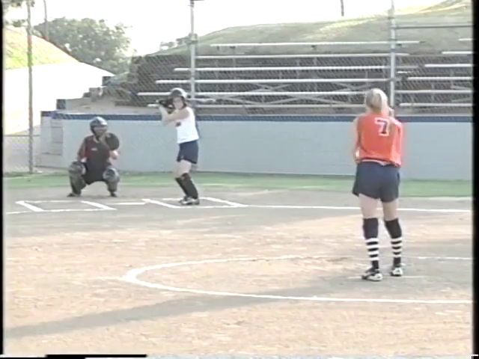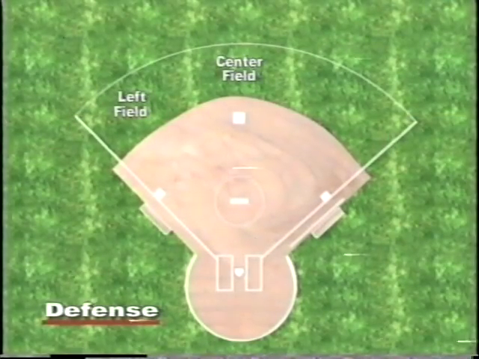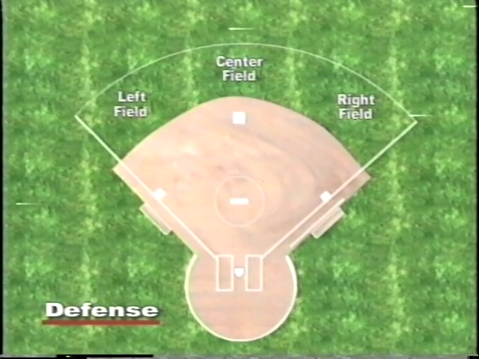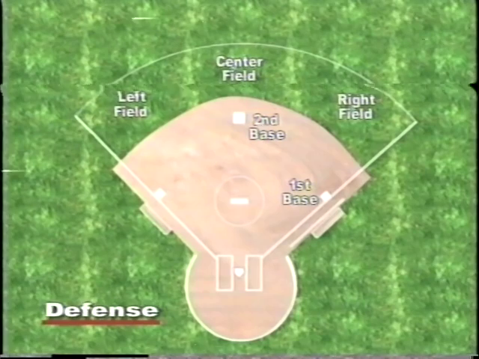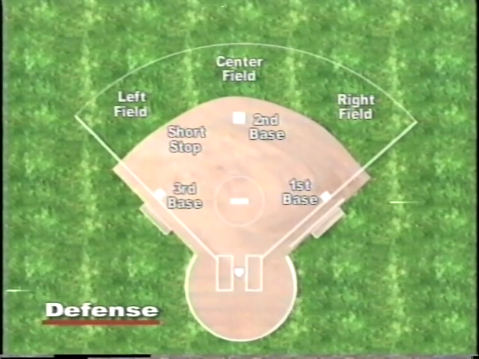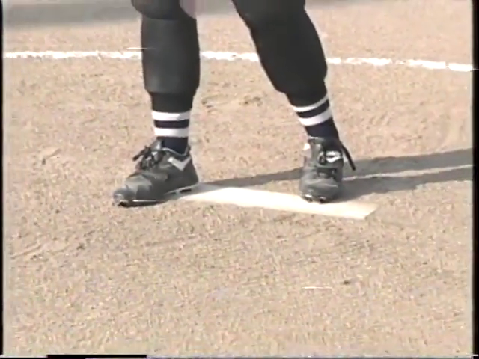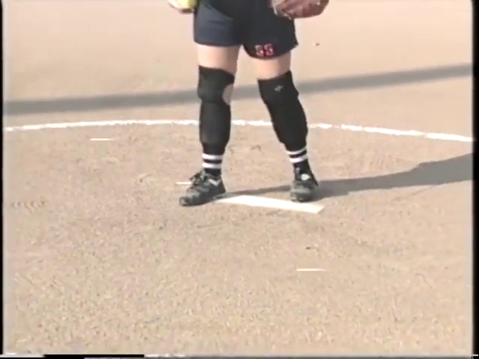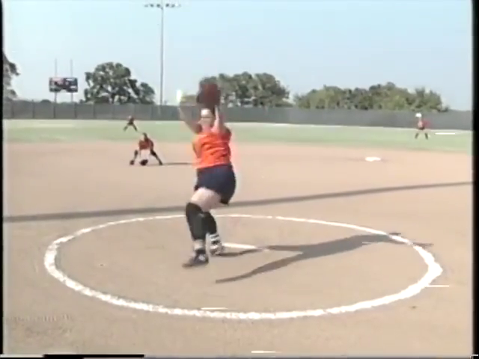This is the way the defense lines up. In the outfield, left fielder, center fielder, and right fielder. In the infield, first baseman, second baseman, shortstop, third base. Behind the plate is the catcher, and in the circle located in the middle of the infield is the pitcher. The pitcher stands on a rectangular strip called the pitching rubber and initiates the action of the game by throwing the ball with an underhand motion to the catcher.